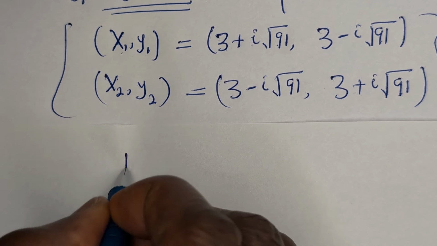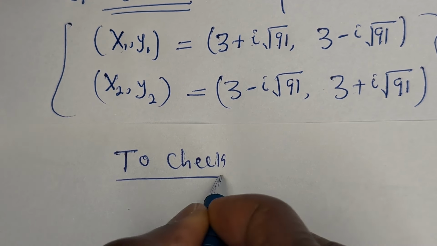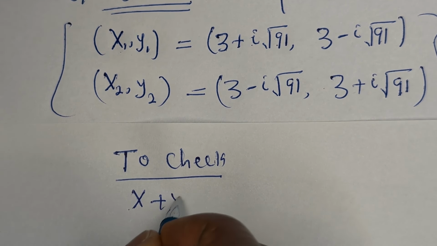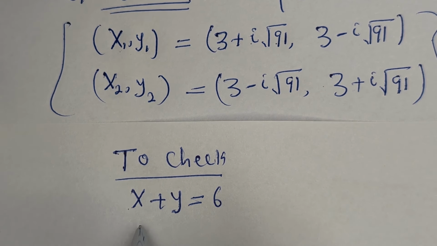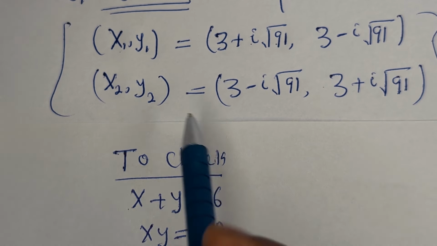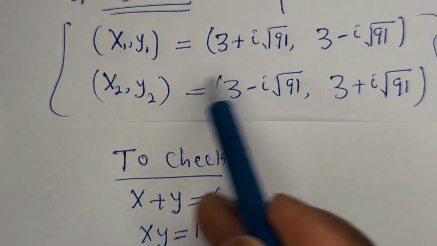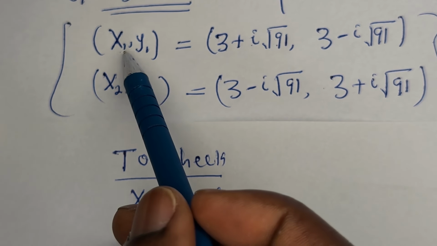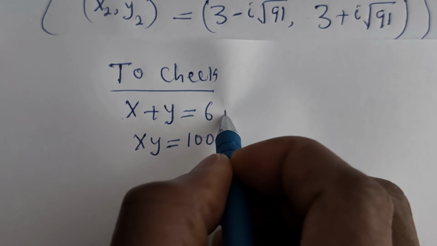To check, we have the given equations s plus y is equal to 6, then sy is equal to 100. When s1, y1 is equal to this and s2, y2 is equal to this, we may make use of any of the answers. Then I'm going to make use of s1, y1. Let us consider this.